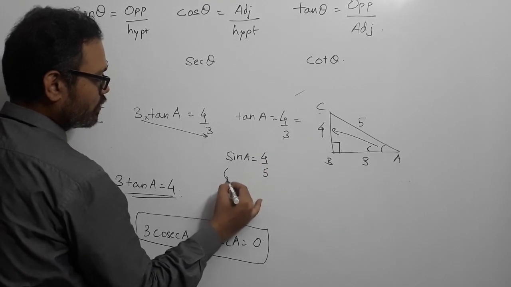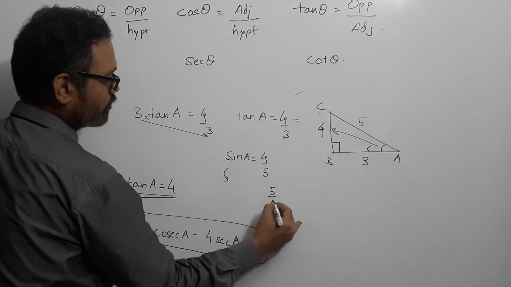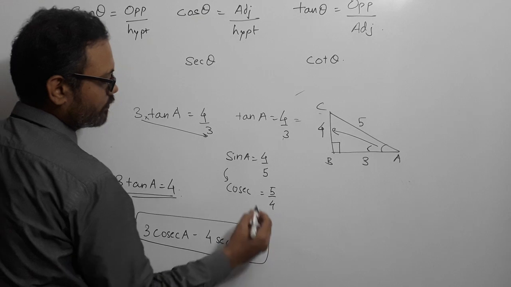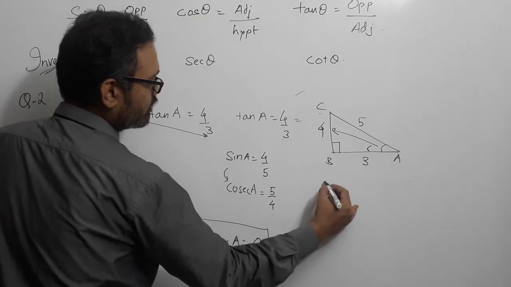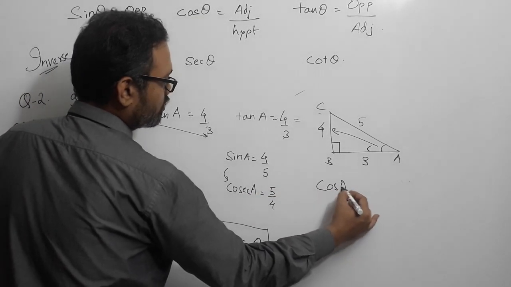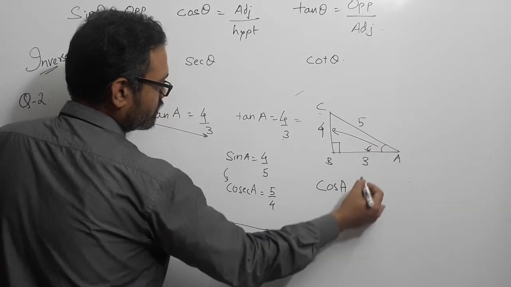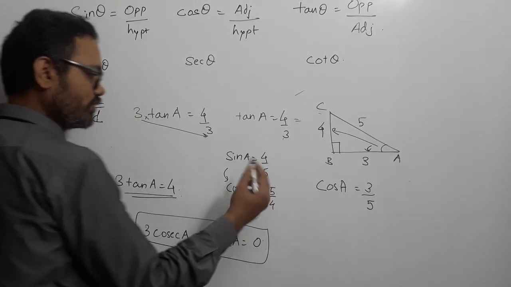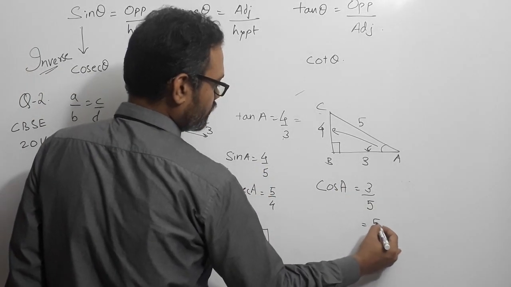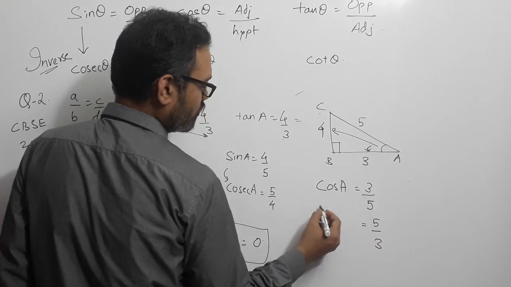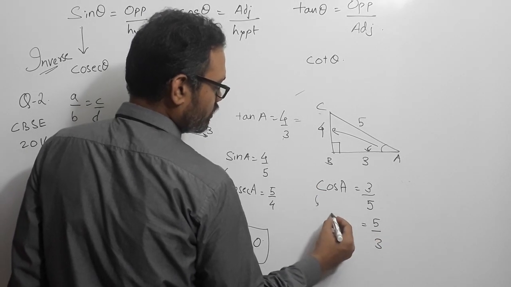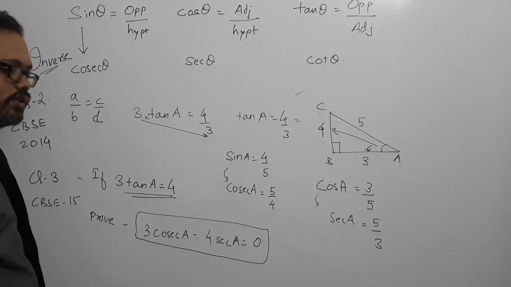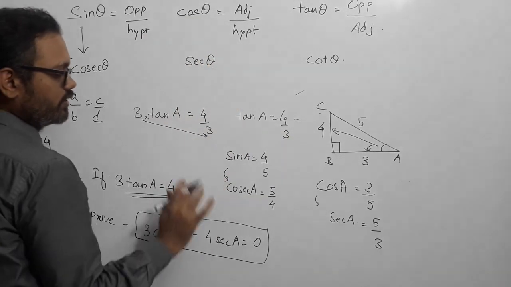What will be reciprocal of this? 5 upon 4. What is the name of the reciprocal of sine? Which is cosec A. Similarly, what will be cos A? Cos A will be adjacent upon hypotenuse, which is 5. What is reciprocal of 3 upon 5? It is 5 upon 3. What is the name of the reciprocal of cos A? It is sec A. Understood till here? Same thing I have written here.